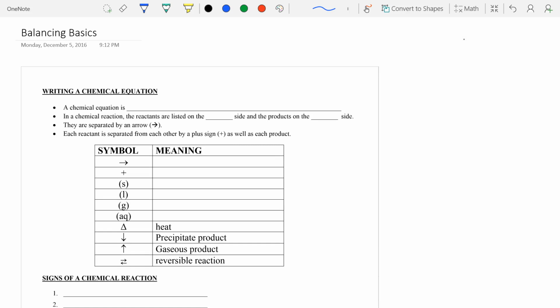Now that we've talked about the law of conservation of matter and how matter cannot be created or destroyed, we need to talk about chemical equations. A chemical equation is the symbolized version of a chemical reaction. So basically, taking a reaction that's either written in words or things like that and putting it into numbers and symbols. And in a chemical reaction, the reactants are listed on the left side and the products are on the right side, and they're separated by an arrow.